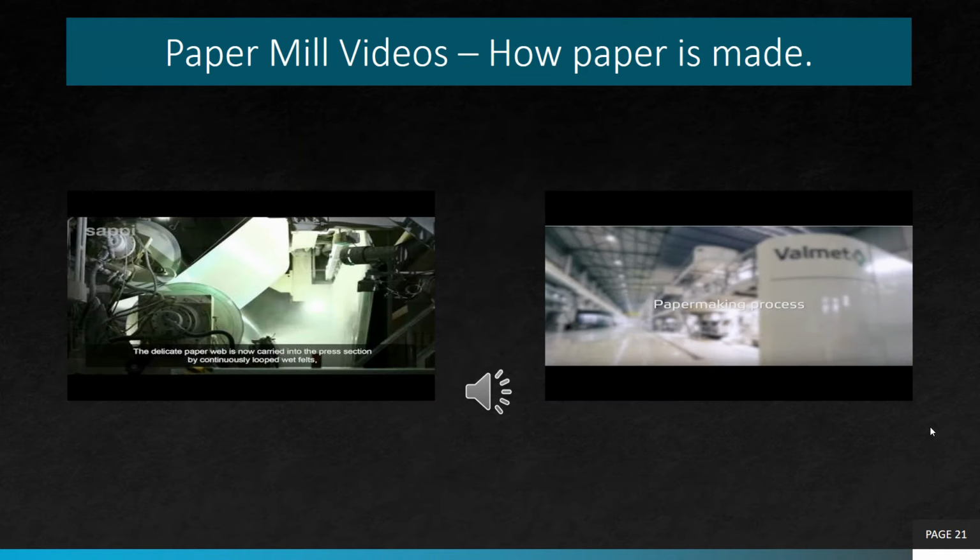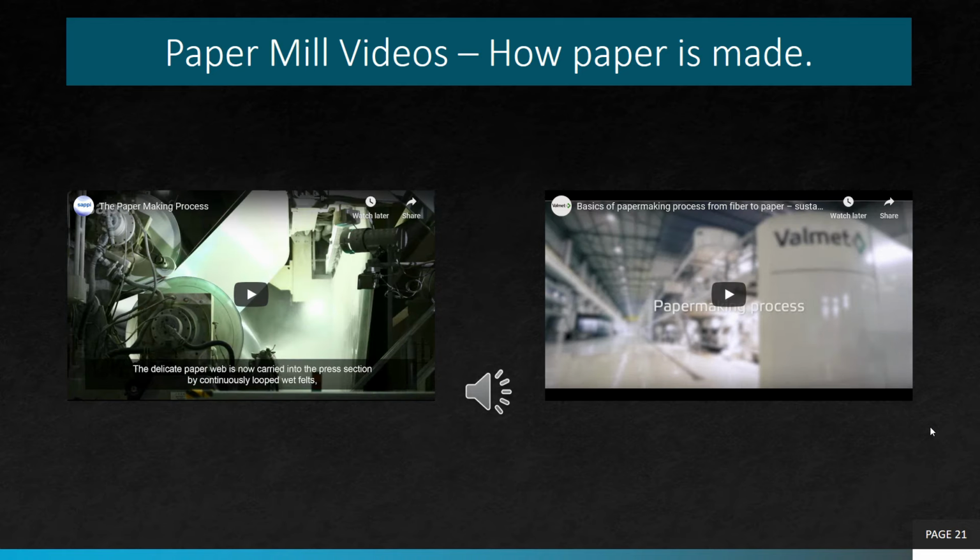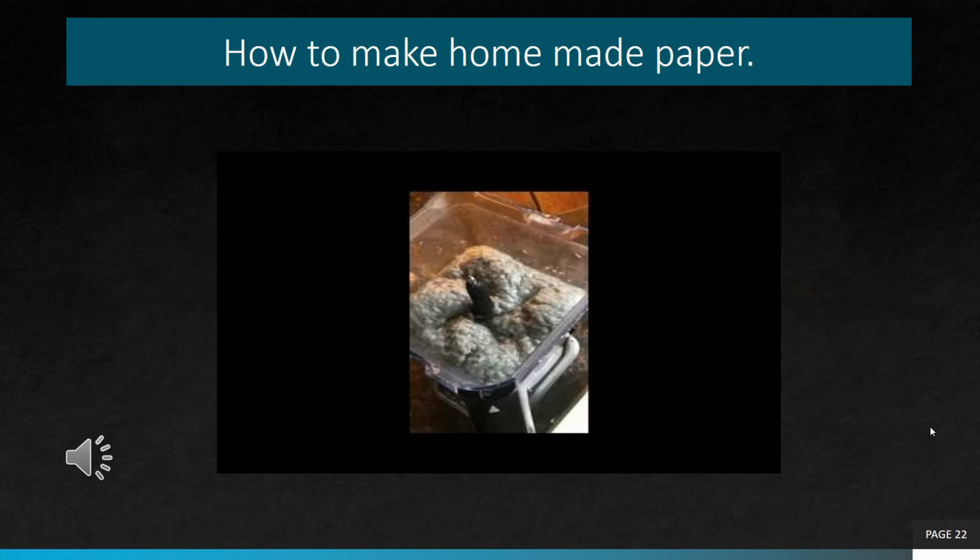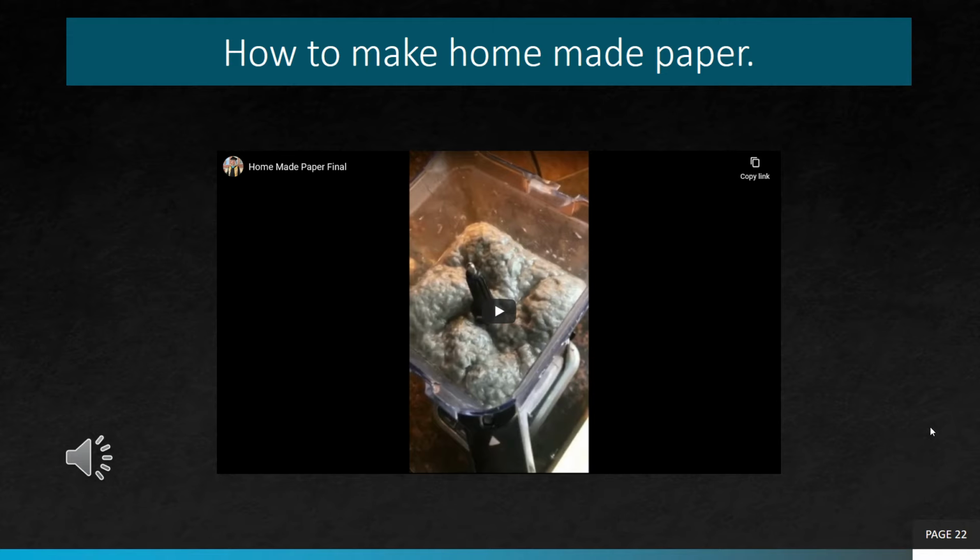These are the two videos on how paper is made. There's one on the left and there's one on the right. The one on the left is, I believe, a paper mill up in New Hampshire, or actually that might be Maine. But there's two different videos here. You're going to have to watch both of them because you're going to have to answer some questions on both of these paper mills.